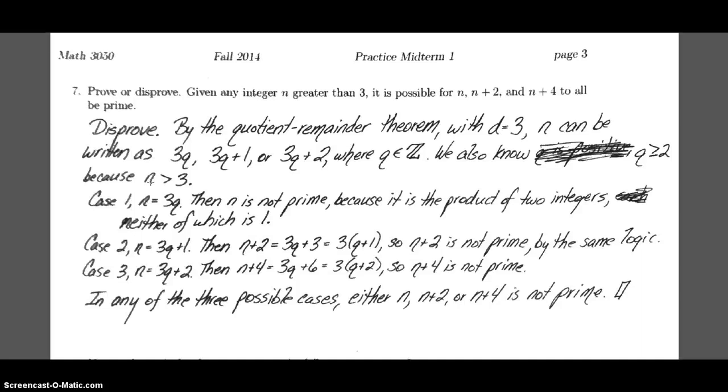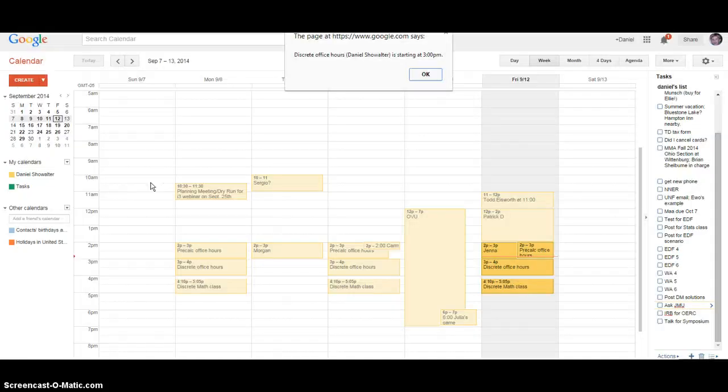Okay, number 7 is discrete office hours. That's you.